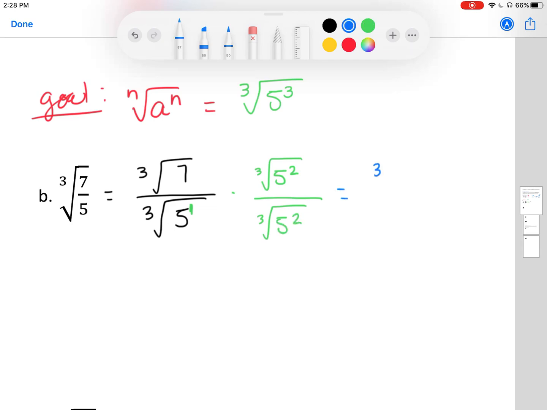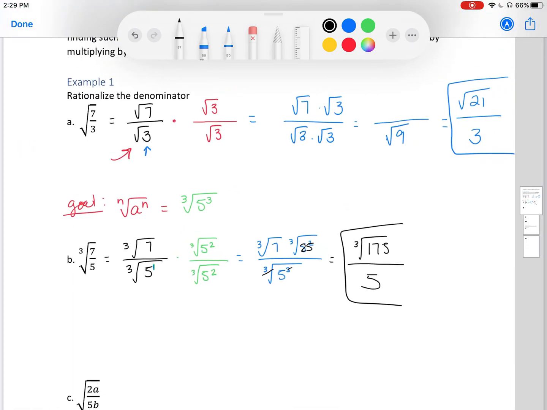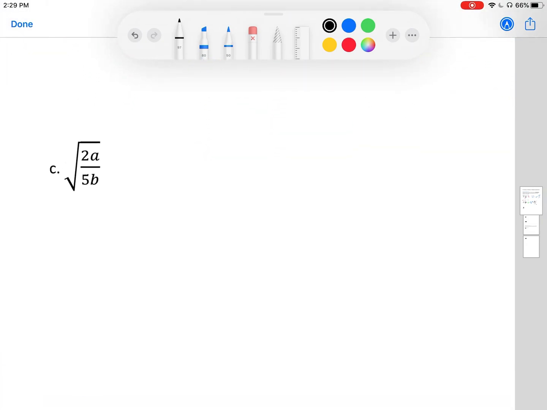So that we get the cube root of 7 times the cube root of 5 squared, divided by the cube root of 5 times 5 squared, which is 5 cubed. So that we have 5, and in the numerator I can multiply them. 5 squared is 25, and 25 times 7 is 175, the cube root of 175. Let's do one more with radicals.